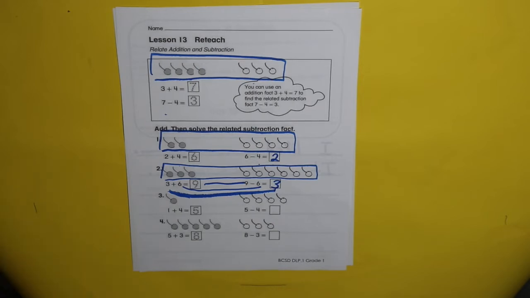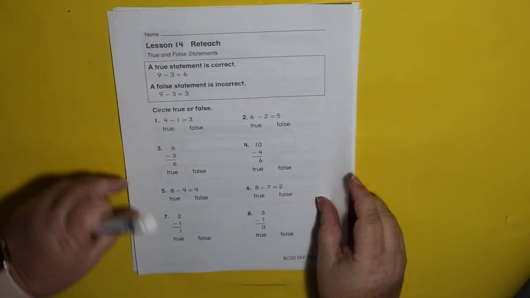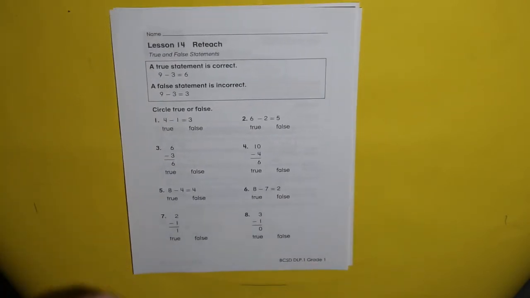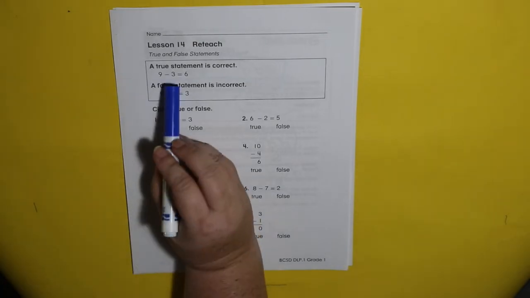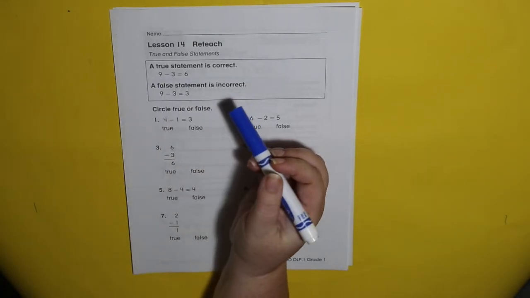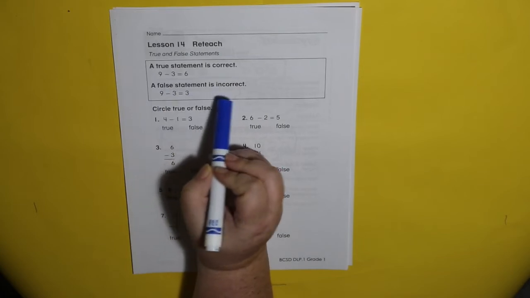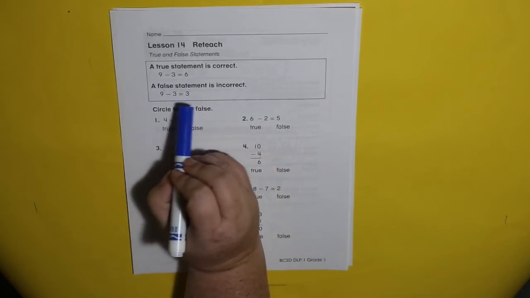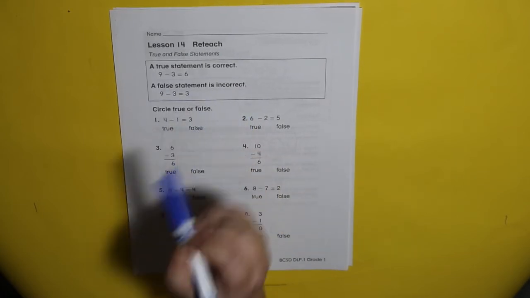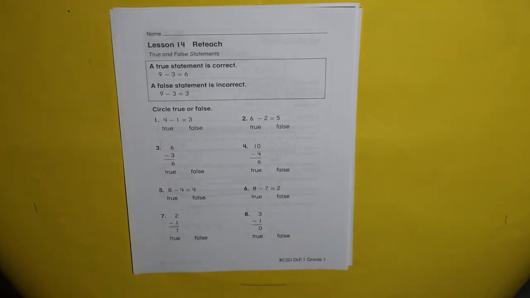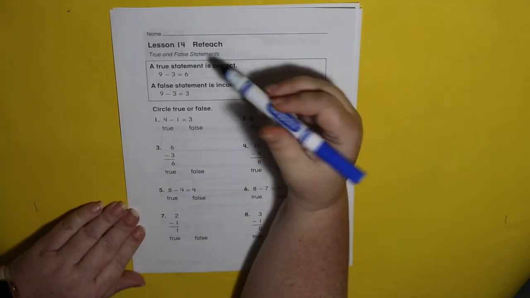All right, and then we have one more page, and this is also not a very long page. And that's working with true or false statements. True means it is correct. 9 minus 3 equals 6. A false statement means it's incorrect. 9 minus 3 equals 3. So we can check it, and that's what we're going to do.